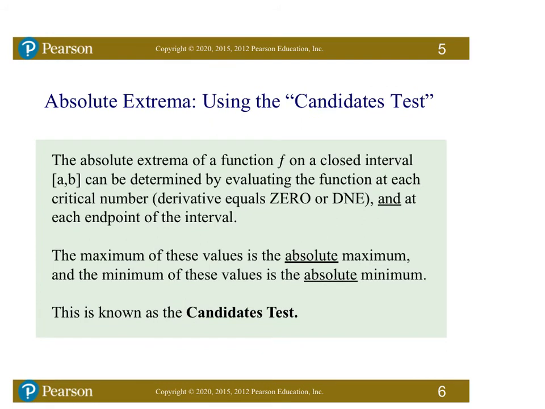The candidates test is where you compare those values where the derivative is either equal to 0 or does not exist, and at each endpoint. That is the most commonly missed part of the candidates test. I wrote down a lot last year on quizzes and tests: Did you remember to check the endpoints? And that's just one of those steps that kind of goes by the wayside and people forget as they get careless, that an endpoint could be a max or a min as well on that closed interval.